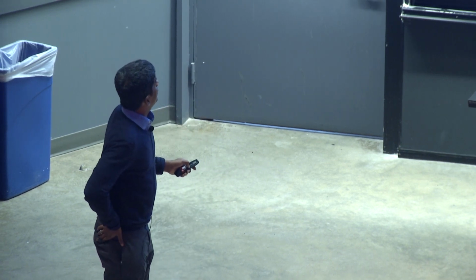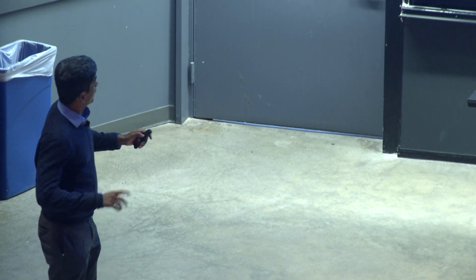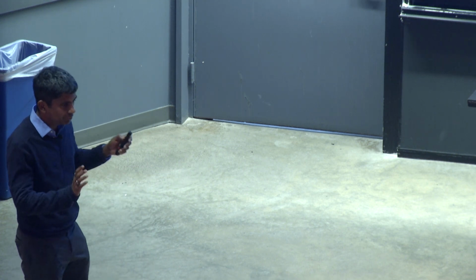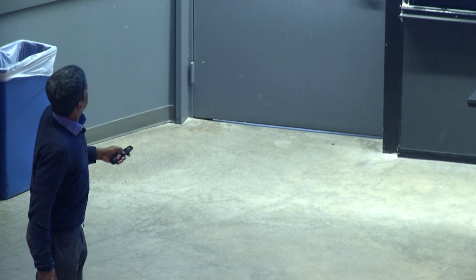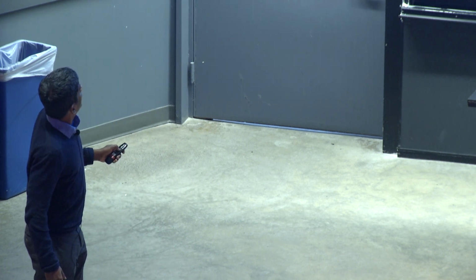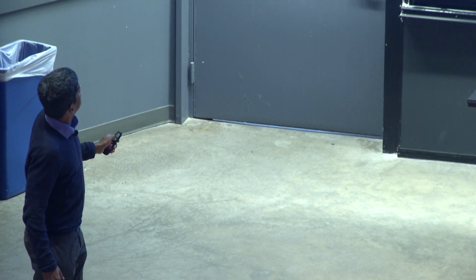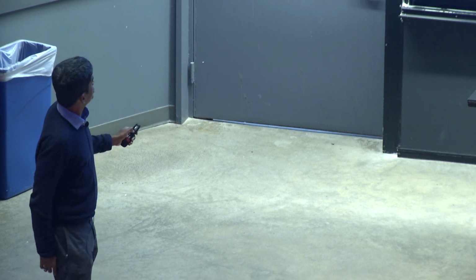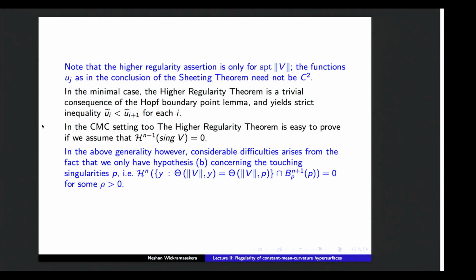I'll come to that a little bit later on and explain why exactly. It seems to be sort of a necessary approach, actually. So this high regularity theorem, I already said, is a bit tricky to do in the CMC case. That's the main difference between the minimal case of the theorem and the CMC case.